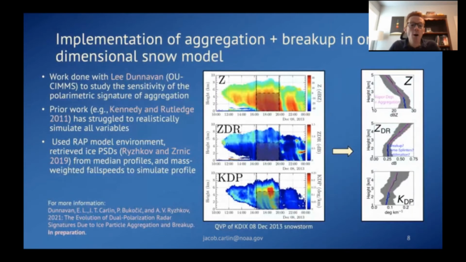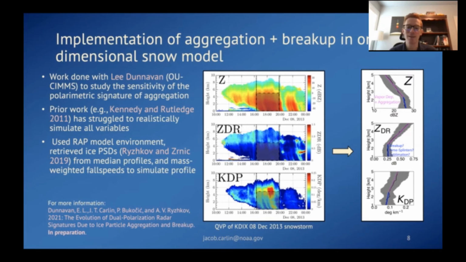Now, looking forward toward how we're looking to improve the model, we're currently looking to implement both aggregation and breakup within this model. So currently, the model does not allow for interactions between bins. We treat one snowflake becoming one raindrop. This is work really being led by Lee Donovan, a coworker of mine, who is looking to study the sensitivity of the polarimetric signatures of aggregation.